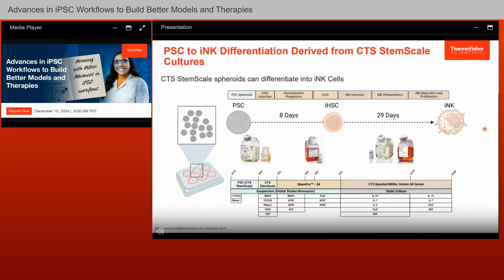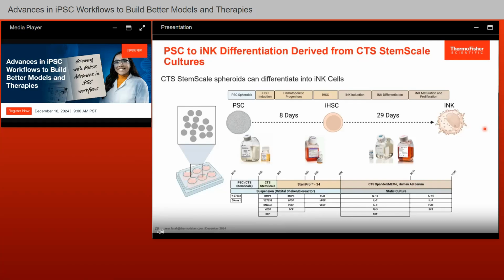Now, in the last example, I wanted to highlight something slightly different, where in an effort to support iPSC-derived cell therapies, Thermo Fisher has optimized a scalable protocol for the generation of induced natural killer cells from PSCs that were grown in our CTS version of the StemScale PSC suspension medium. So the CTS StemScale medium is formulated and designed to be a version of the original StemScale medium, but that is specifically geared towards use in clinical or translational applications.